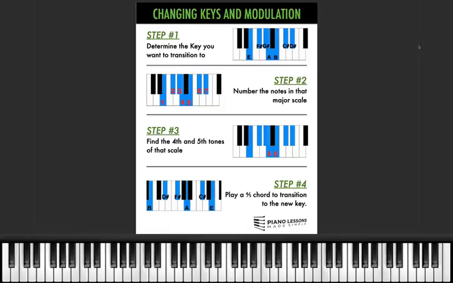So what we have to do here is play a 4 chord with our right hand. We said G is the 4, so we're going to play a G chord with our right hand, and then we're going to play the 5 with our left hand. We said that A is the 5th, so we're going to play an A chord with our left hand.